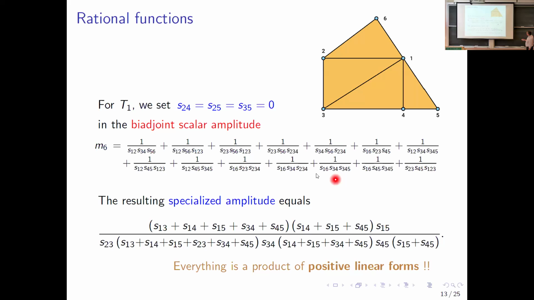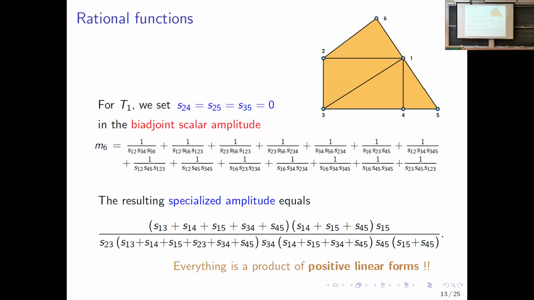Now let's look at this one. So here we're setting in this 2 tree, so the non-edges are 2, 4 is a non-edge, 2, 5 is a non-edge, and 3, 5 is a non-edge. So if we set those expressions to 0, then the resulting specialized amplitude is again a rational function of the same kind. It's of degree 0 and numerator and denominator factor in the prescribed way.